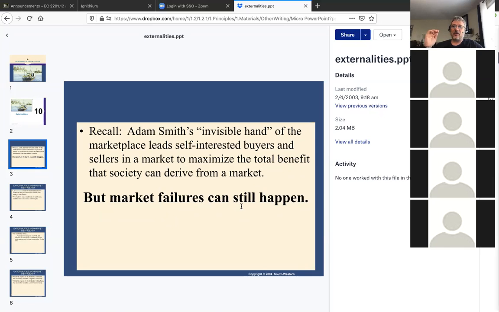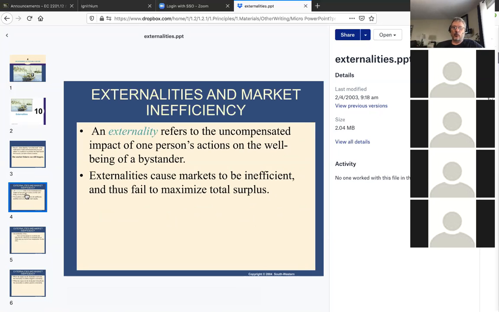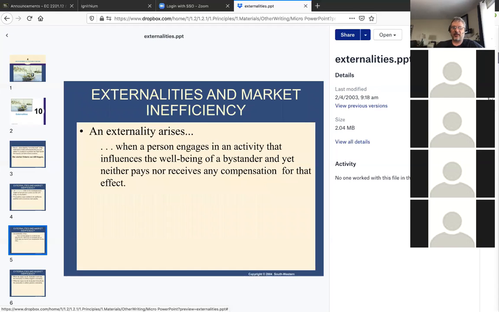And so it turns out when you have externalities, you can still have inefficiency even without the government or anybody else being involved. So an externality refers to an uncompensated impact of one person's actions on the well-being of a bystander. This is the third party. They're not a buyer, not a seller. And externalities can cause markets to be inefficient and fail to maximize total surplus. Remember, that's producer surplus plus consumer surplus. And in the cases that we have taxes, any tax revenue is also part of total surplus.